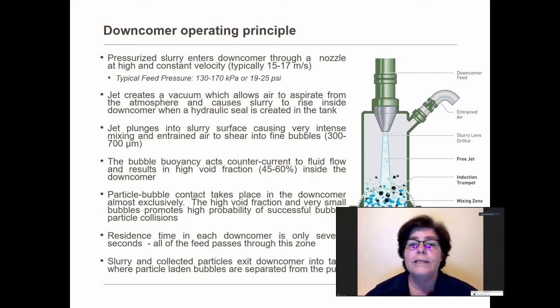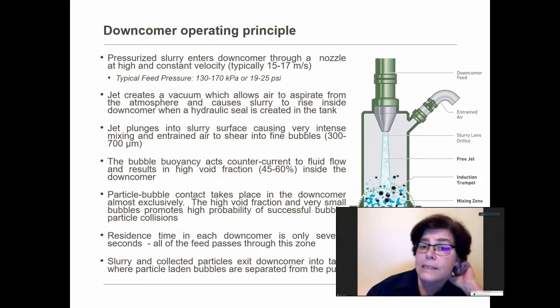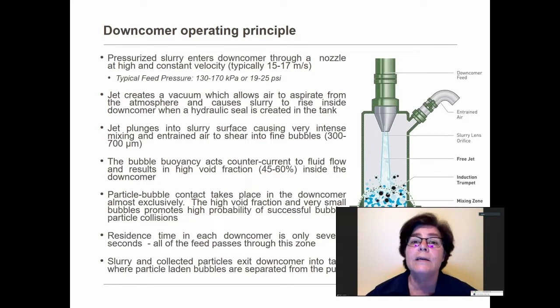The jet that's created flowing through the nozzle creates a vacuum, which allows air to be naturally aspirated from the atmosphere and causes the slurry to rise up inside the downcomer once the hydraulic seal is formed, when the slurry in the tank reaches the level of the bottom of the downcomer. The jet then plunges into this slurry, causing very intense mixing, and the entrained air is sheared into very fine bubbles, which have been measured in the order of 300 to 700 microns.